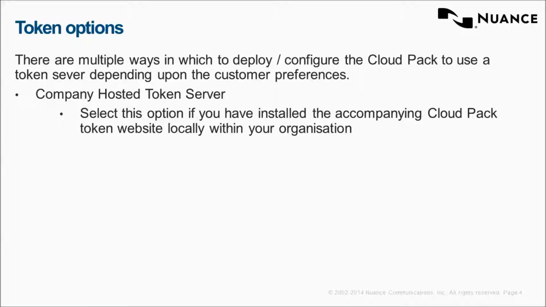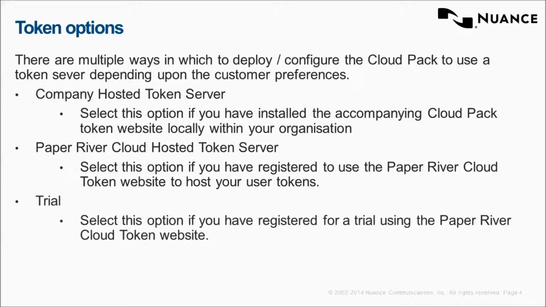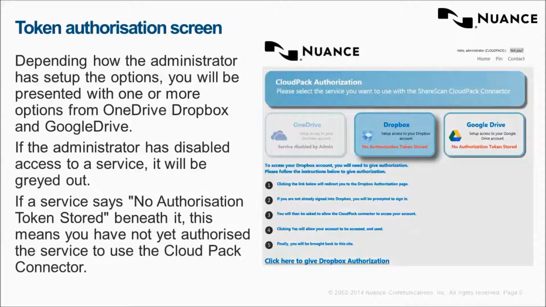You select this option if you've installed the accompanying Cloud Pack token website locally within your organization. You could choose the Paper River cloud-hosted token server, and you would select this option if you've registered to use the Paper River Cloud Token website to host your user tokens. You could select Trial. You would select this option if you've registered for a trial using a Paper River Cloud Token website. And lastly, you could opt to Configure Later, and you would select that option if you want to use the connector in offline demo mode or plan to configure the server settings later. The connector has a full offline demo mode with demonstration data, so you can demonstrate the scan to cloud connectors without being connected to the internet.